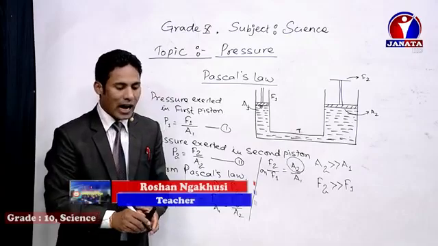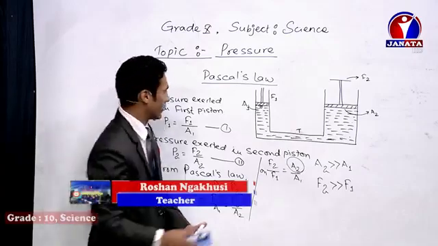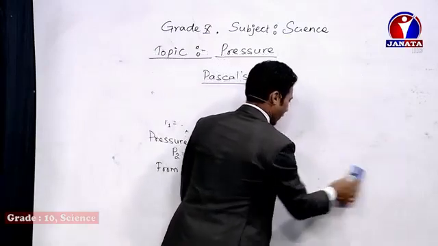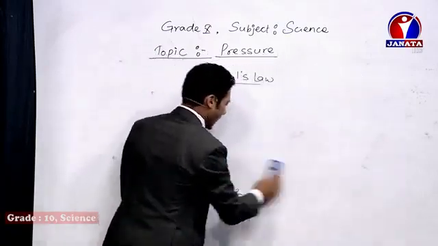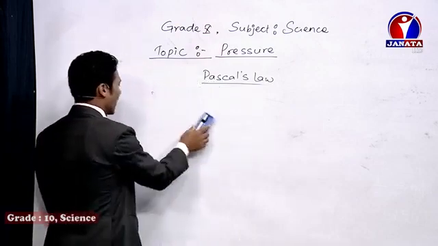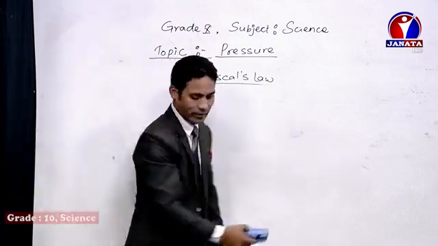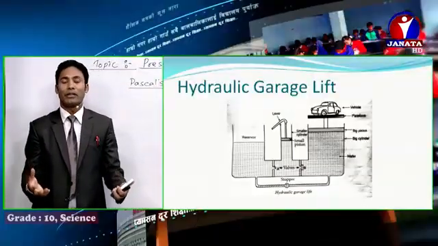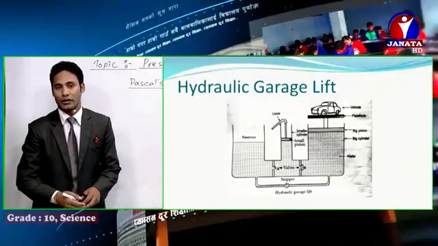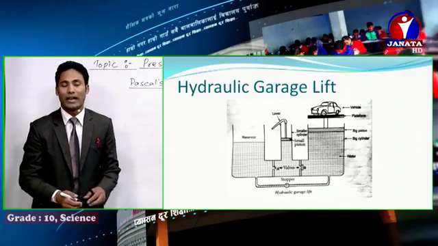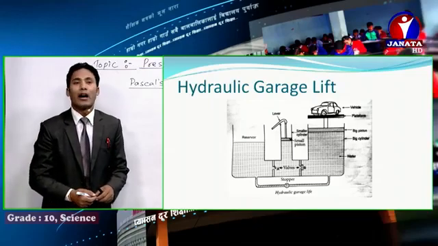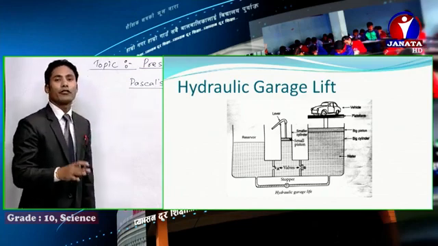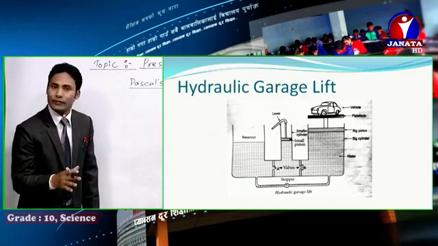So let's see the hydraulic garage lift. Next, we are going to talk about how this hydraulic garage lift works. You might have seen, as I have already said, that a car can be lifted by a person using this hydraulic garage lift. So how does it work? There are 3 cylinders of different diameters.